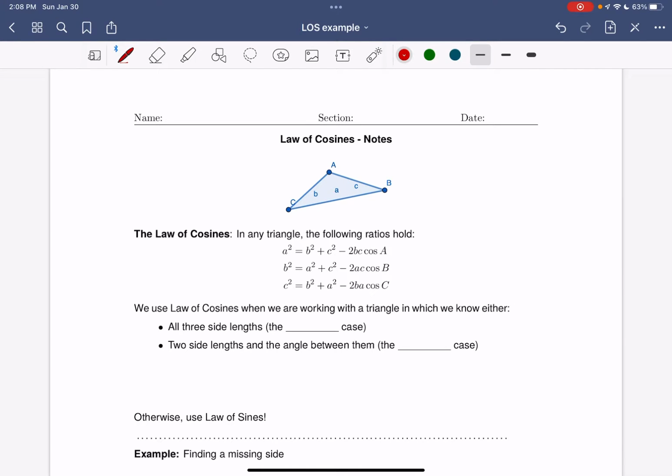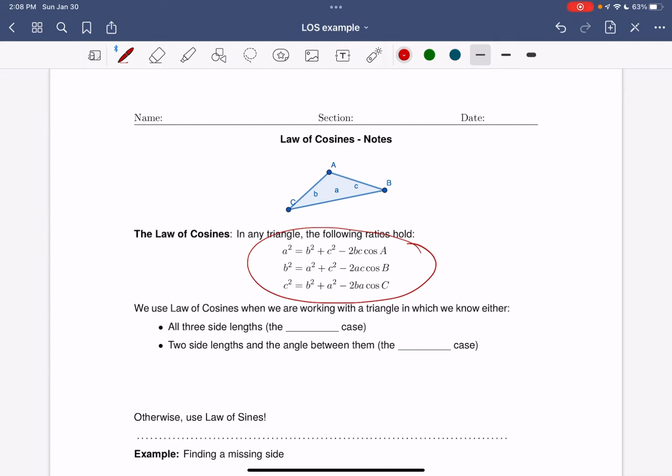So law of sines doesn't work for every single triangle. Sometimes we need the law of cosines. The law of cosines looks a lot more complicated than the law of sines. You've got all of these three equations down here. But I want to break them down for you so that they don't seem so bad.